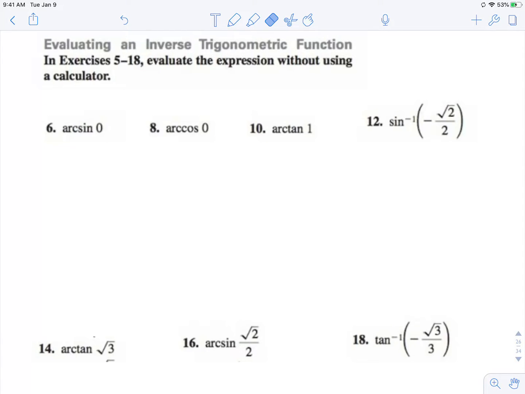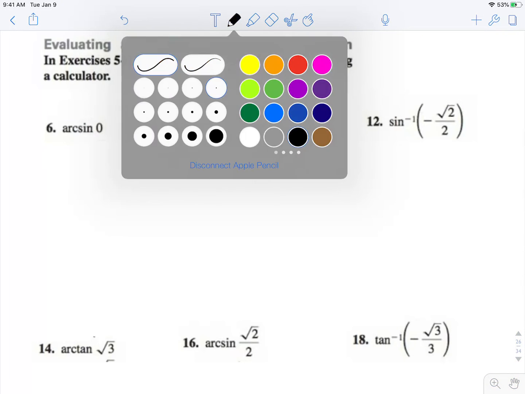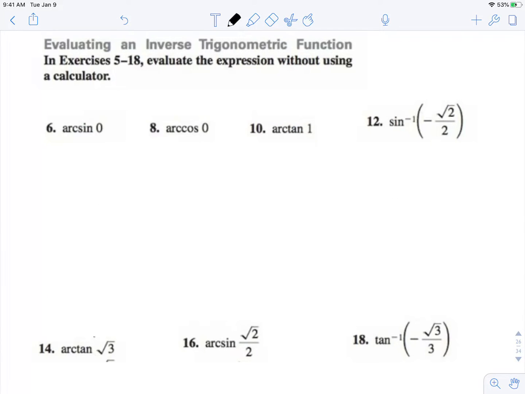Evaluate the expression without using a calculator. On number 6, they're asking us for arc sine of 0. So in my mind, or I sketch out on paper, I ask myself, where does sine equal 0?